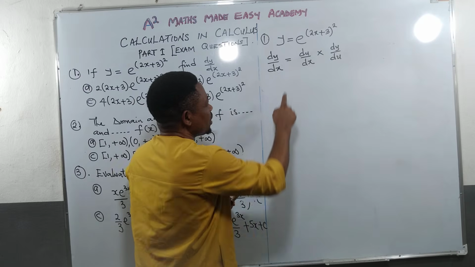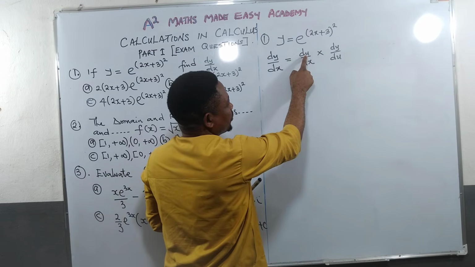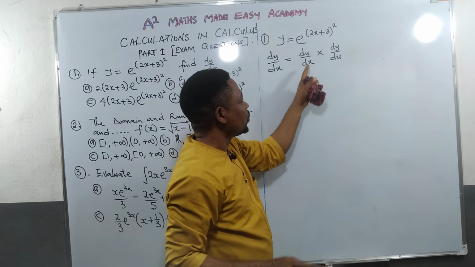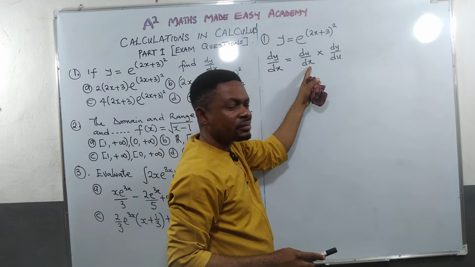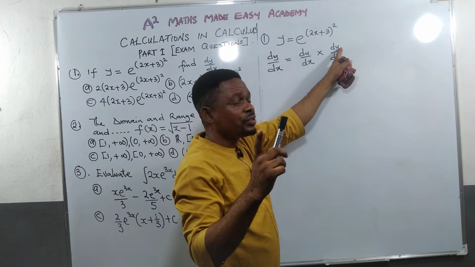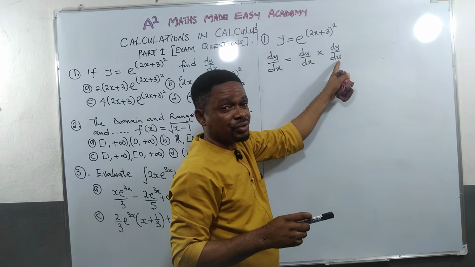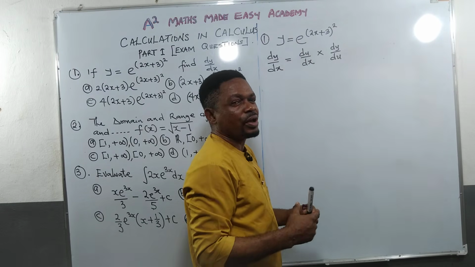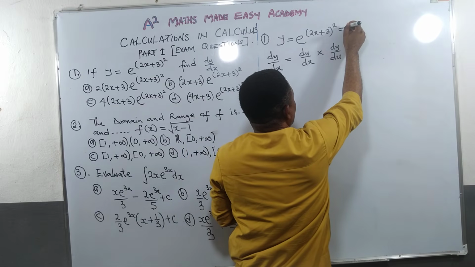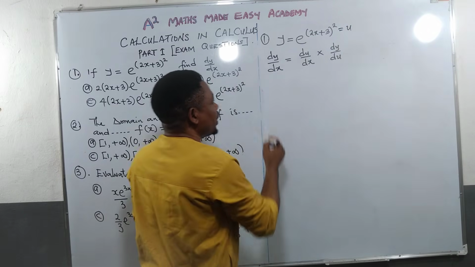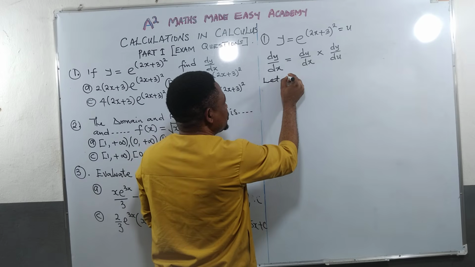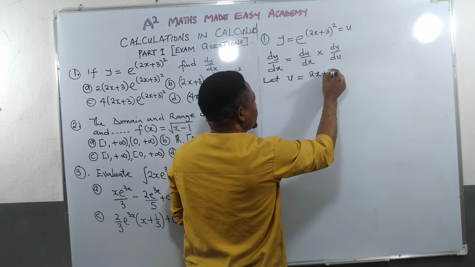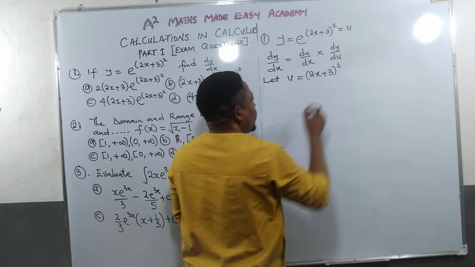Now, I'm going to consider one of these functions here to be u. If I'm considering u, which means I'm differentiating u with respect to x. Then if I consider y, I'm going to differentiate y with respect to u. Now, among the exponential and the power, which one am I going to consider as u? U is always the power. Am I communicating now? So let's start. I will say let u be the power. What is the power? 2x plus 3, all in bracket raised to the power of 2.